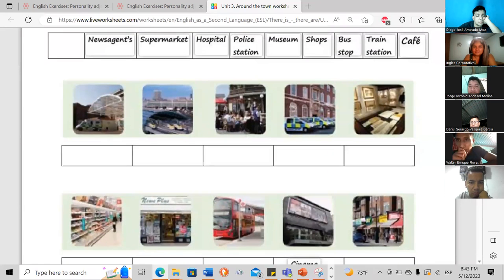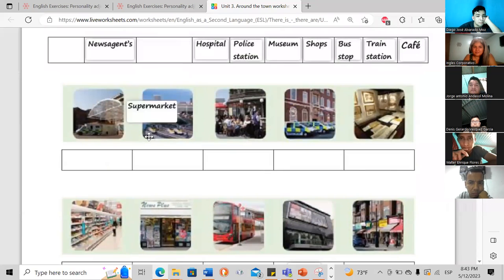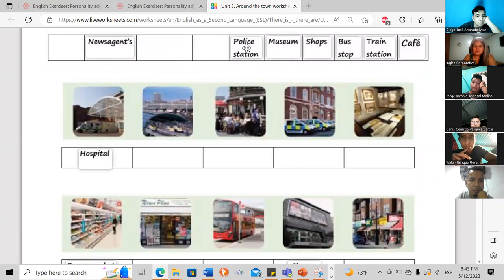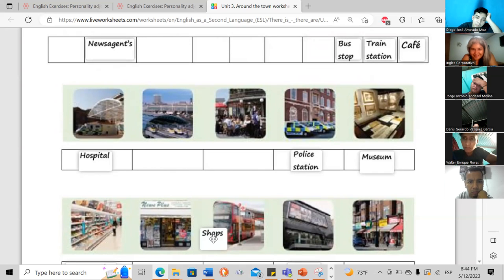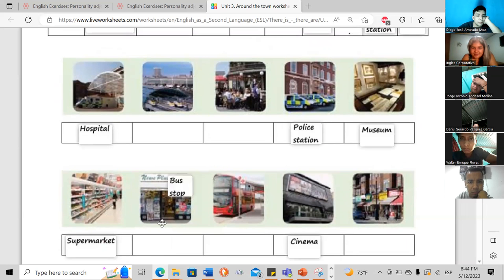Supermarket. Hospital. The first. This one? Yes. Police station. Number four. This one. Museum. La quinta. This one? Yes. Okay. Shops. Bueno, aquí solo dice una tienda. Hay un montón, teacher. Después del supermarket. This one? Yes. Okay.